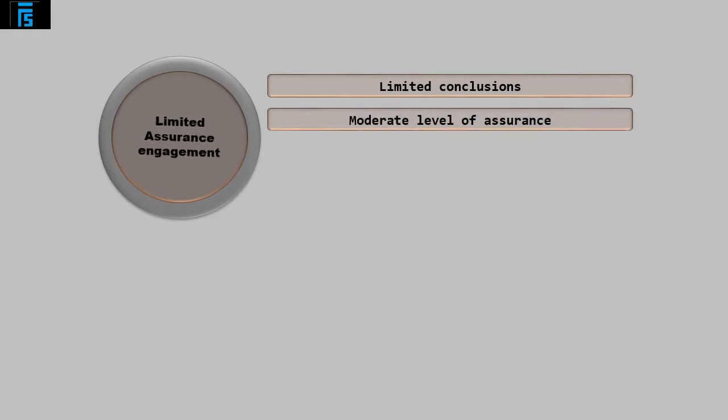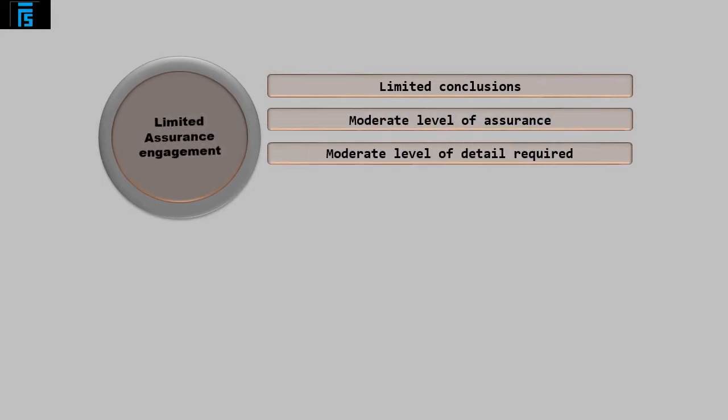In comparison, a limited assurance engagement provides sufficient appropriate evidence in order to form limited conclusions. This requires a moderate level of assurance and a moderate level of detail required in the practitioner's work. The practitioner will then issue a negative report or opinion.